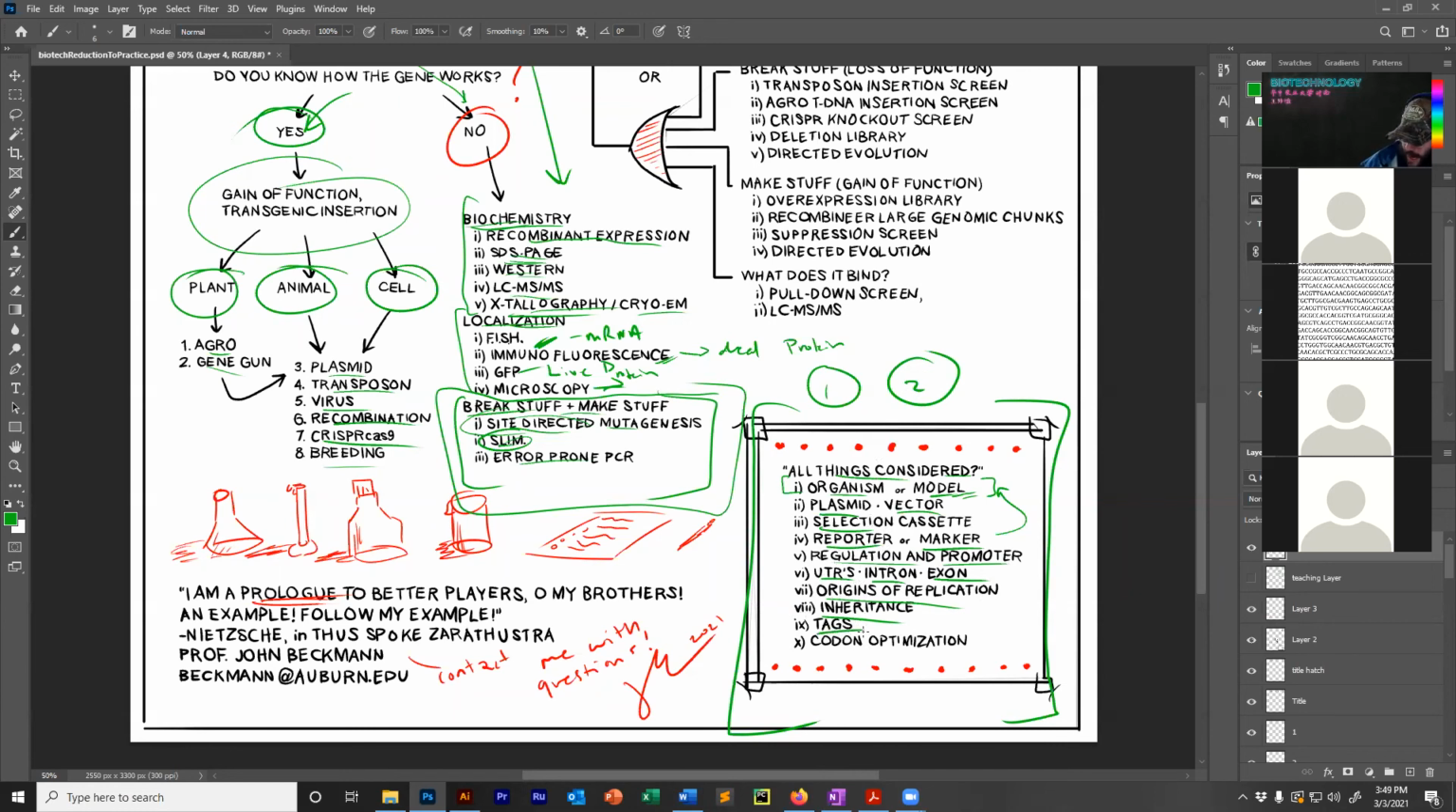Do you need to install tags? Do you need to install affinity tags so you can pull it down from the organism? Do you need to install GFP tags so you can see where it is or localize it? Do you need to install epitope tags, like a FLAG tag, so you can do a Western blot or immunofluorescence? Is it codon optimized?